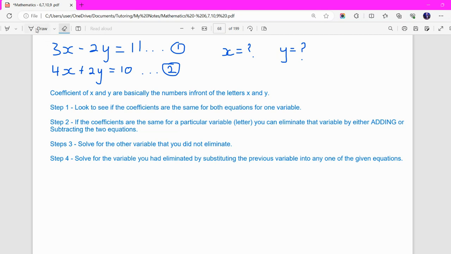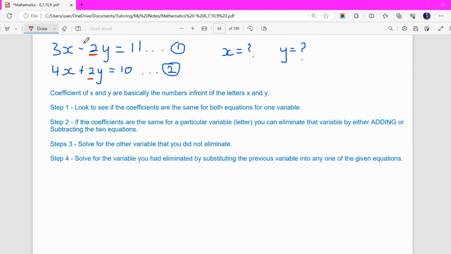We move on to the next variable, the next letter. That is y. The coefficient of y is negative 2. We're not concerned about the sign for now. We're just concerned about the number in front of the variable. So it is 2. The coefficient of y in equation 2 is also 2. So the numbers in front of x are different. The number in front of y is the same. Right. So now that we know that the number in front of y is the same, we look at the sign.